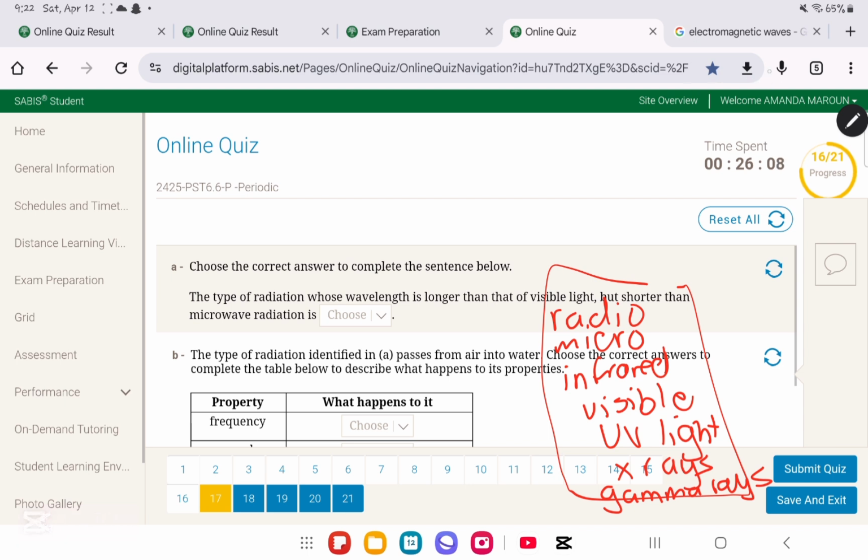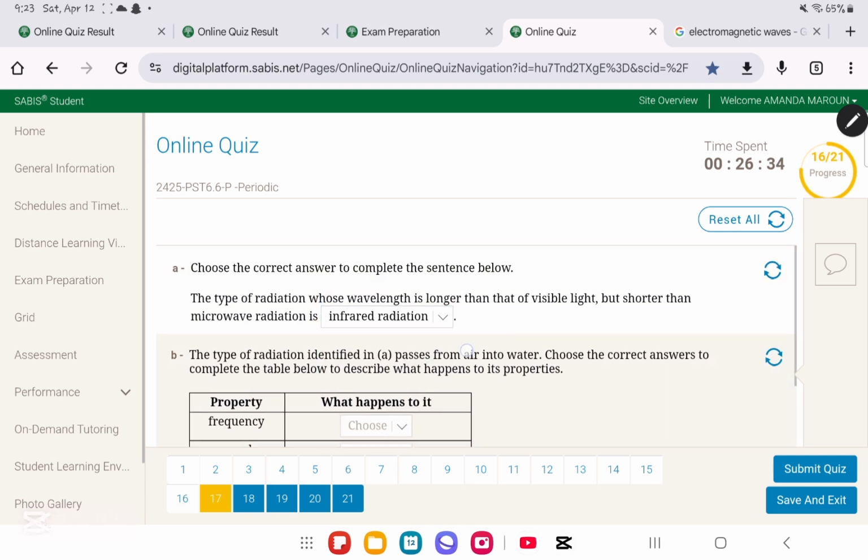They said, what is the type of radiation whose wavelength is longer than that of visible light, but shorter than that of microwave radiation? What you need to know is that wavelength increases like this. So they want something that is longer than visible light, so everything here is longer than visible light, and shorter than microwave radiation. So you're left with this one, which is the infrared radiation.